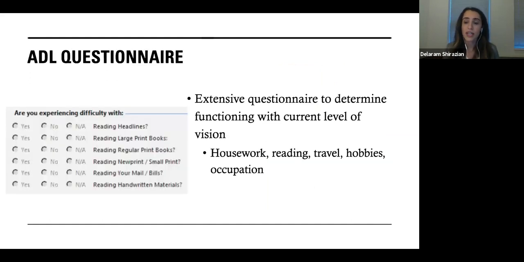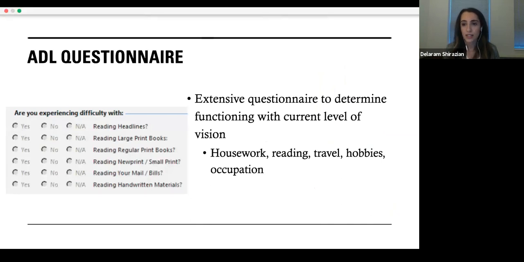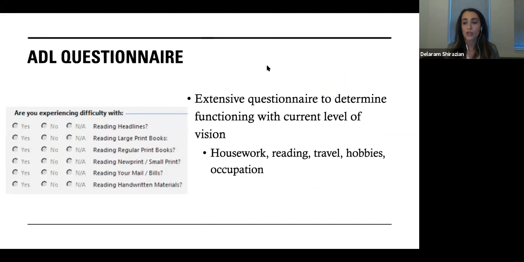We then move into the ADL questionnaire, and ADL stands for Activities of Daily Living. So this is a great time where if you're not sure what your visual goals are, we can help you determine what you want to focus on in the exam. So this is a little snippet from our electronic health record system of our ADL questionnaire. So we ask things to figure out how you're functioning with your current level of vision. So are you able to do your housework? Can you cook the food that you need to cook without burning or cutting yourself? Are you able to take your medications and read the labels on your medications? Are you experiencing difficulty with things like reading your mail or handwritten material?